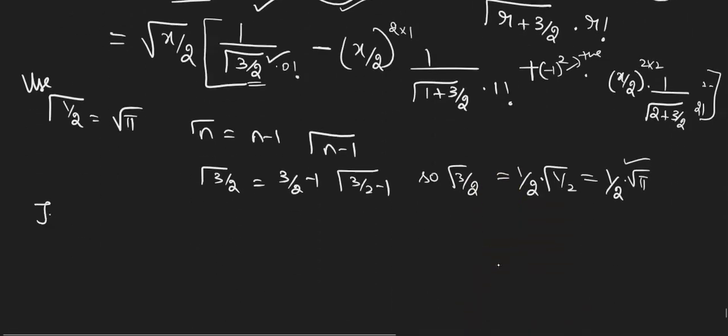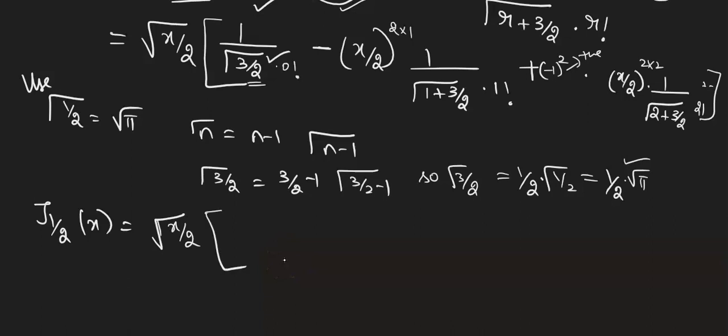So J half of x is equal to, let me write this x by 2 outside first. So 1 by gamma of 3 by 2, how will I write? 1 by 2 into gamma of 1 by 2, minus x by 2 the whole square, okay, minus x square by 4 into 1 by gamma of 5 by 2.